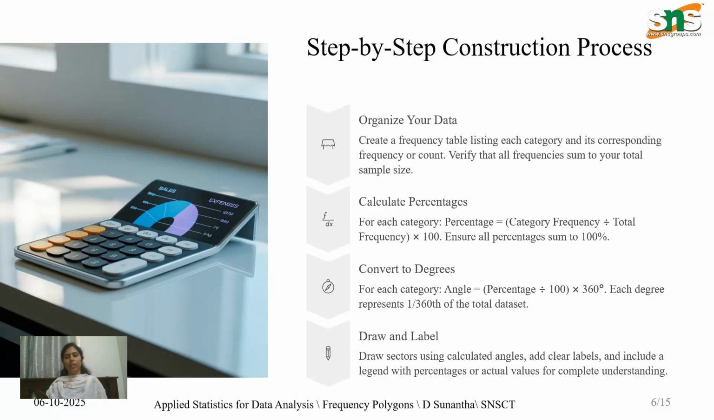Next, we have to convert the percentage format into a degree format by dividing the percentage by 100 and multiplying by 360, so that the data can be represented in a 360-degree circle. Next, draw and label. After finding the degrees of each data, we arrange the data in ascending order and start marking from the smallest one to the largest one.